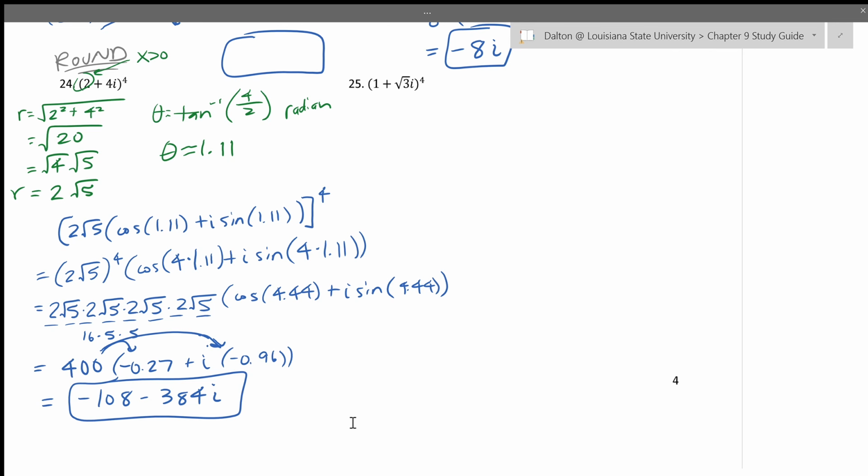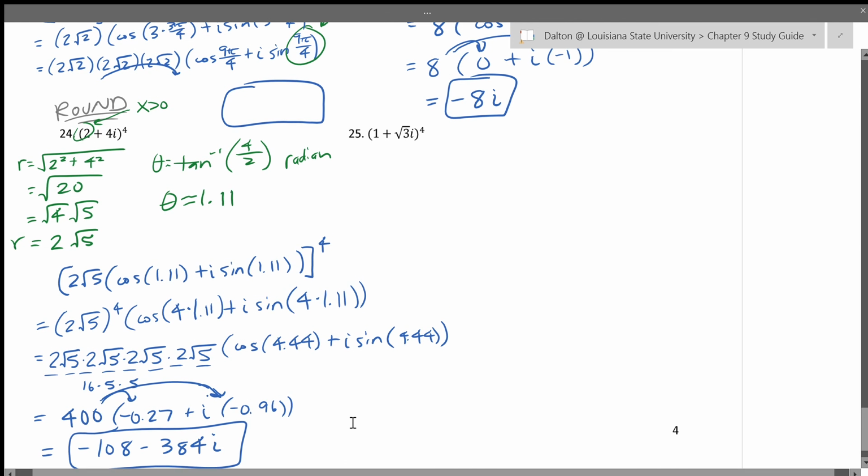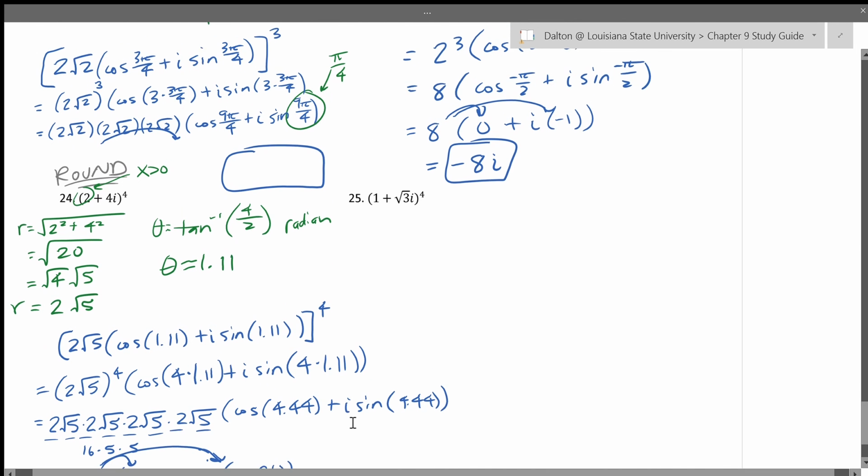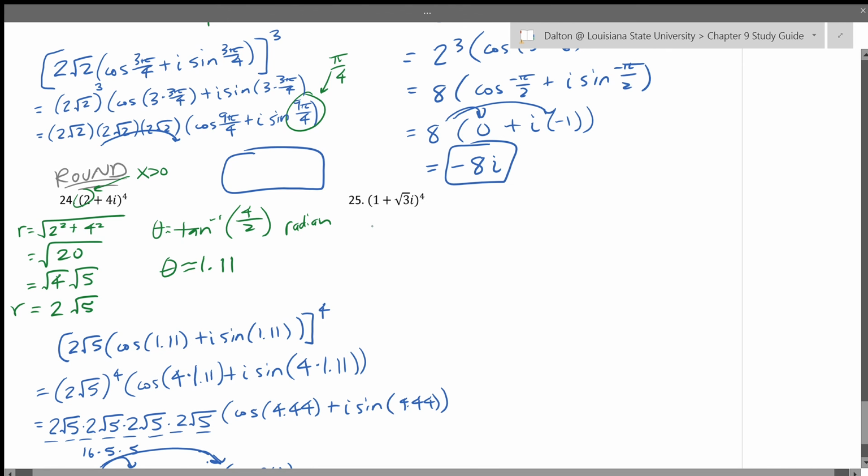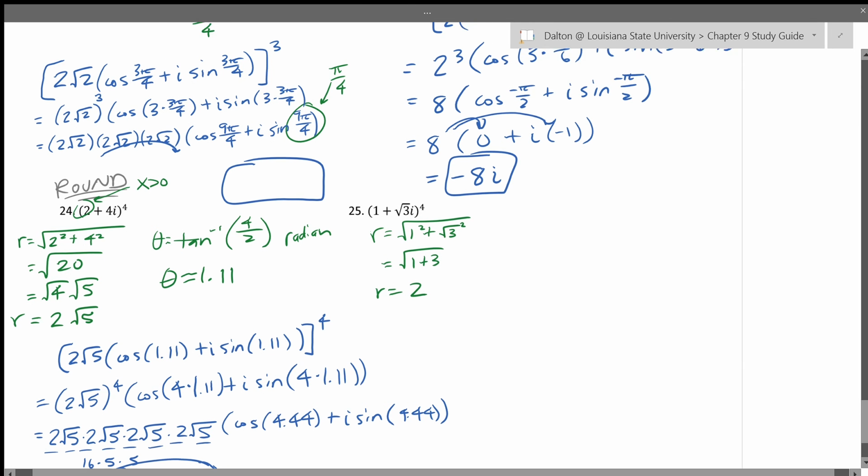Last question, number 25, we're back to giving your answer as an exact answer. So same start to the problem, we need to solve for r and theta. So r is going to equal the square root of 1 squared plus the square root of 3 squared. 1 squared is 1. The square root of 3 squared is just 3. So that's the square root of 4, which means r is just 2.